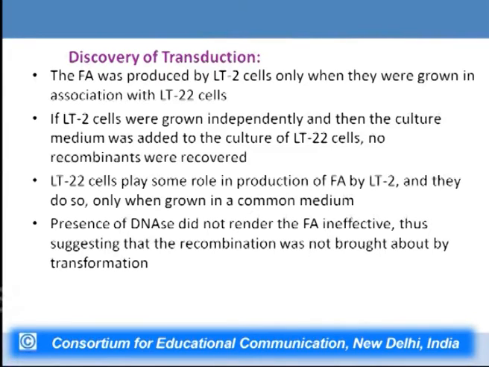Presence of DNase did not render the FA inactive. This suggested that recombination was not brought about by transformation, because for transformation to occur, naked DNA has to be present, and if DNase is added to the medium, naked DNA would be digested by DNase. So both conjugation and transformation are ruled out from this type of genetic recombination. The FA could not pass through the filter of the U tube if the pore size was reduced below the size of a bacteriophage, that is 0.1 micrometer. This suggested that bacteriophage is the medium through which this particular genetic recombination event is taking place.